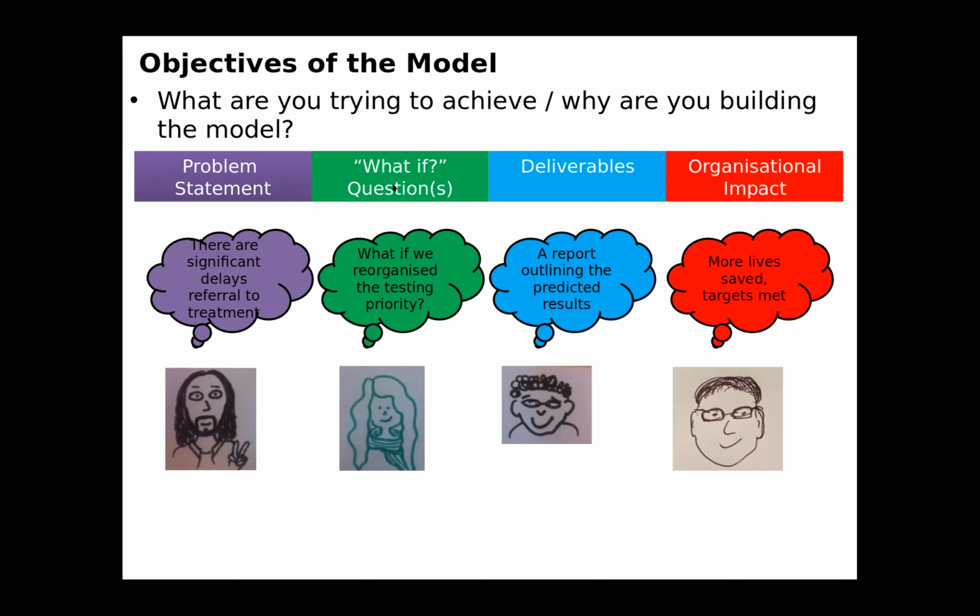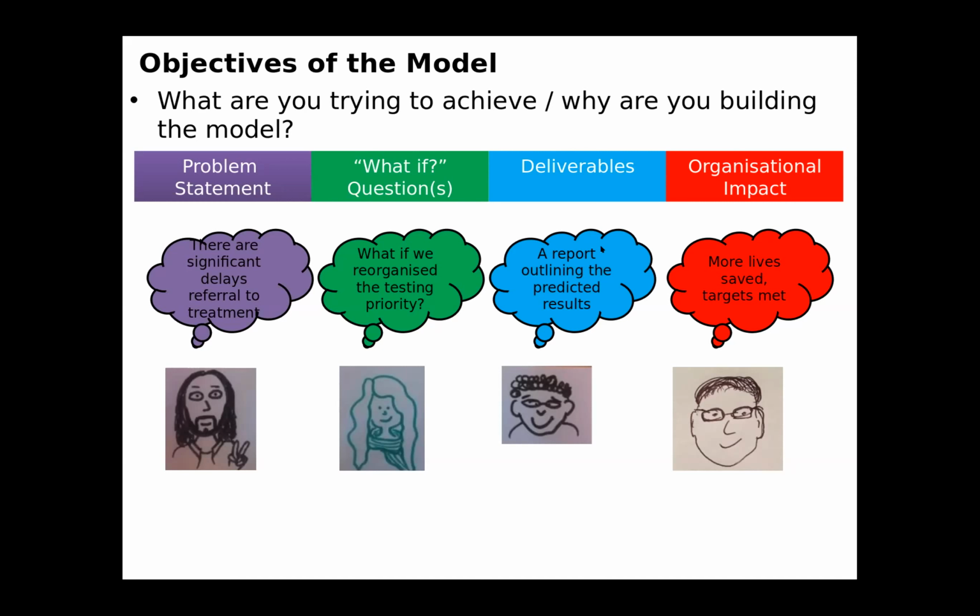You need to think about your what if question. What are the things that you want to ask of your virtual representation of your real world system to try and get that evidence? It might be that you say, well, what if we reorganize the testing priority? That might be an example of a what if question. What are the questions that you want to ask of the model? That will help you determine the scenarios that you're going to test in your model.